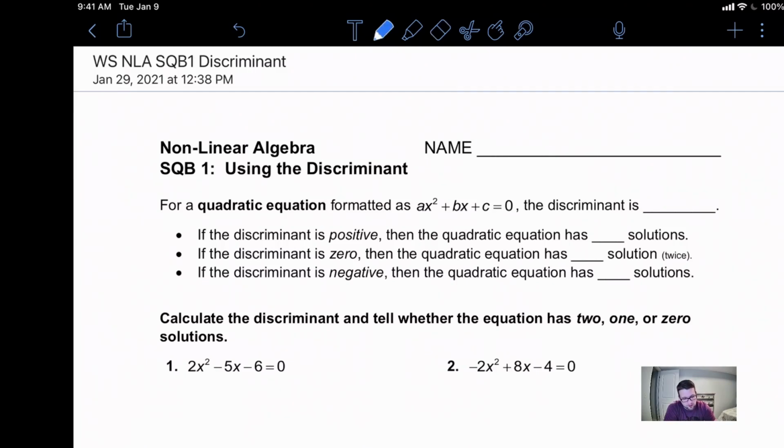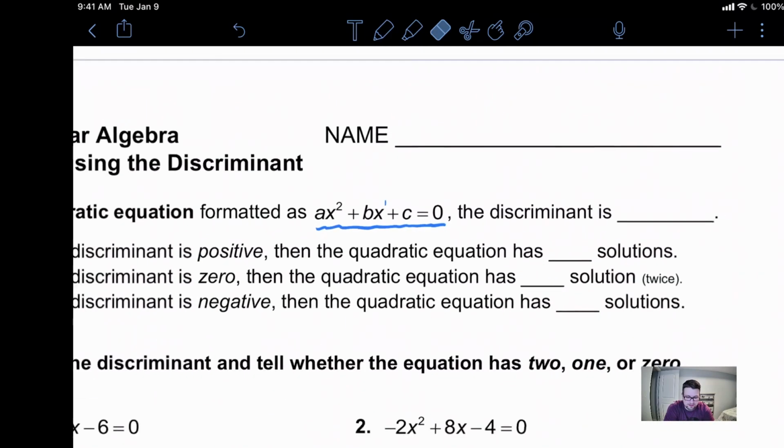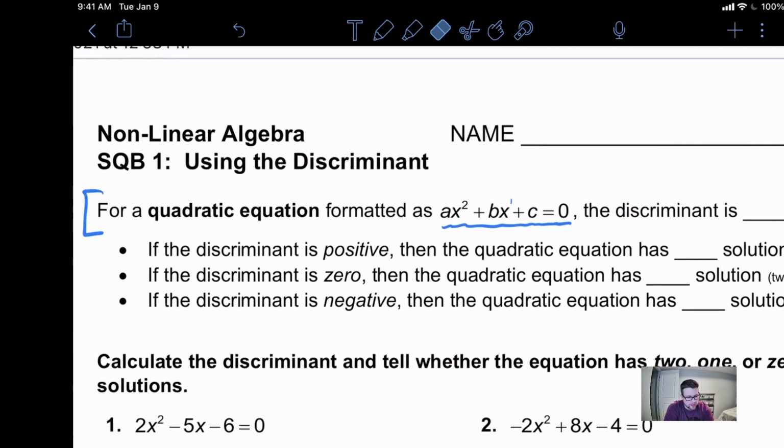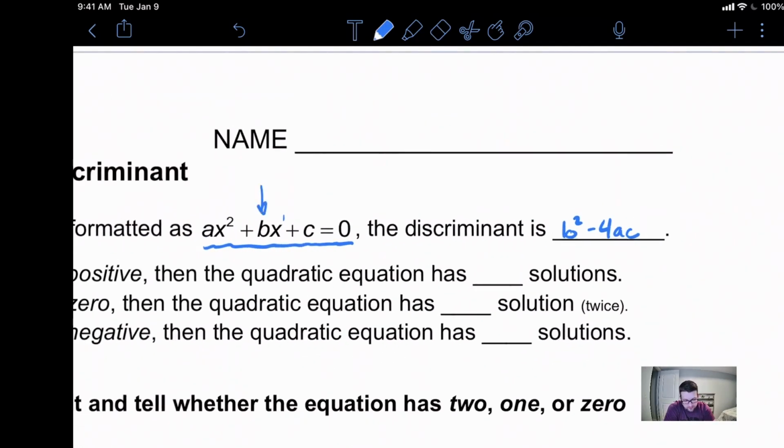Now remember, a quadratic equation is any equation that falls into this form, where we have one of the variables squared, the other variable raised to the first power, and then just a constant term that we call c. This is what we've been factoring and working with the last couple of weeks. So for a quadratic equation that's formatted in that fashion, the discriminant is b squared minus 4ac. Now, b comes from right here, and the a and the c come from right there. So we're going to be using the numbers in the formula to figure out this discriminant.